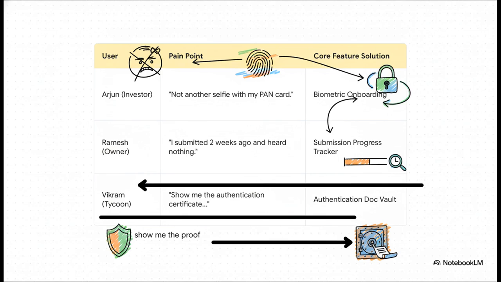You can literally draw a straight line from a person's complaint to the feature that solves it. Look at Arjun, groaning, "Ugh, not another selfie with my PAN card." So the solution? Not a prettier upload button, no. It's biometric onboarding that gets him in the door in 60 seconds. Then there's Ramesh, who feels like he's been left in the dark. The fix? A live submission progress tracker. And Vikram, who demands proof? Boom, a secure authentication document vault. See? Problem, solution. Problem, solution. This is the whole point. Great design isn't just making things look good, it's about elegantly solving real, nagging human problems.